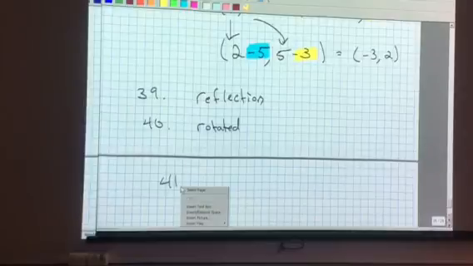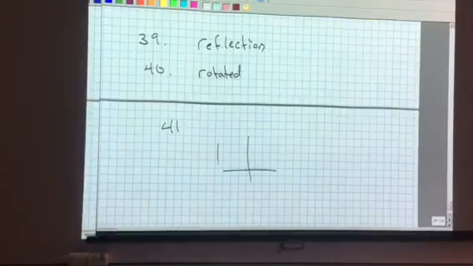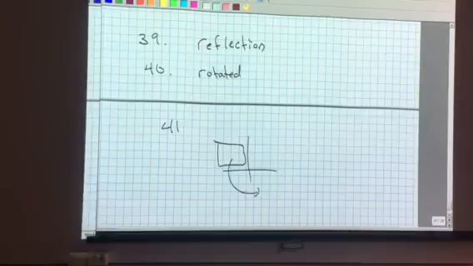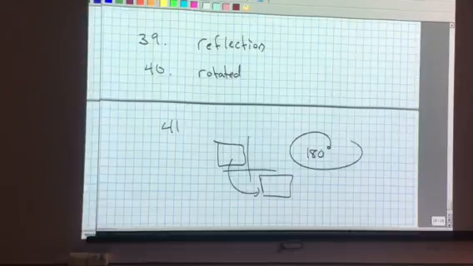41, the degree of rotation that maps parallelogram PQRS to, yep. And so you can see something that goes from the top left quadrant and moves down to this quadrant has to be 180 degrees because it goes halfway around in this circle pattern. So the answer is C, 180 degrees.